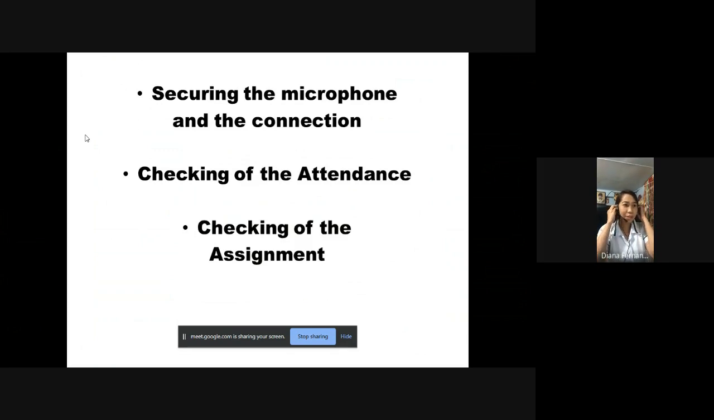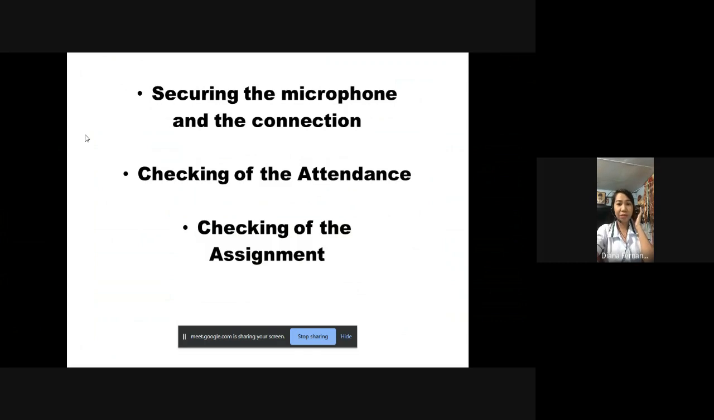All right, so let us secure our microphones. Let me ask you if you can hear and see me clearly. Did you check your microphones before coming to this class? If you do not have something to say, you can turn off your microphones so that we can avoid noise. Let us check the attendance. I can see 38 participants in this meeting today, so that means we do not have absent. That's great.